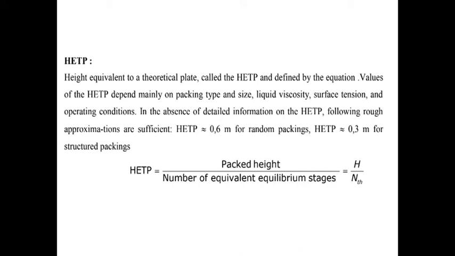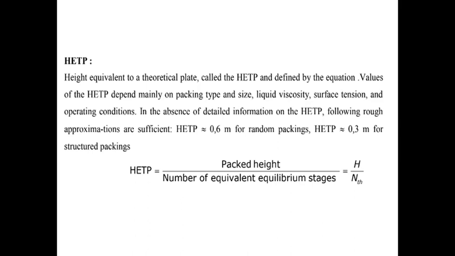In the absence of detailed information on the HETP, the following rough approximations are sufficient. Two types of packings are there. One is random packing, another one is structured packing. In the absence of data, for random packing, HETP is equal to 0.6 meter. This is a rough approximation. Whereas for structured packing, HETP is approximately equal to 0.3 meter.